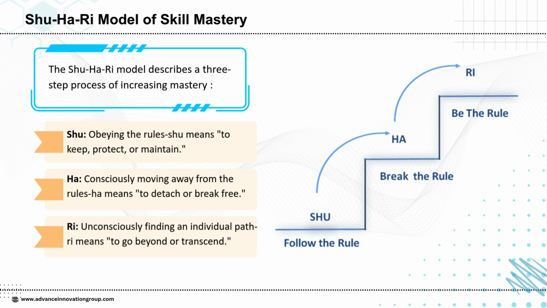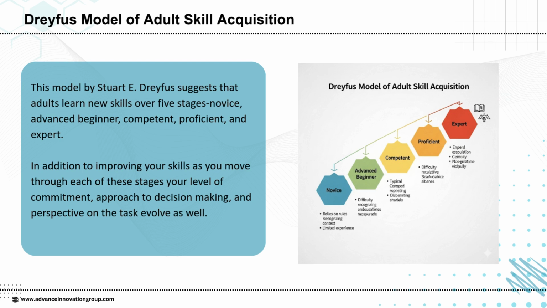The final stage is Re, which means to go beyond or transcend. Here, the learner has achieved mastery to the extent that techniques flow naturally and effortlessly. They no longer consciously think about rules but act intuitively, creating their own unique path. This stage represents true skill mastery and self-expression. The Dreyfus model of adult skill acquisition, developed by Stuart E. Dreyfus, explains how adults progress when learning new skills.